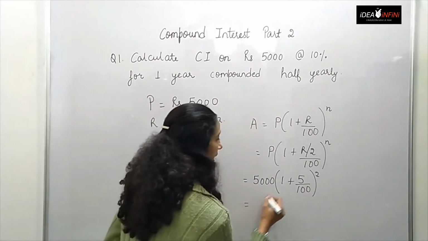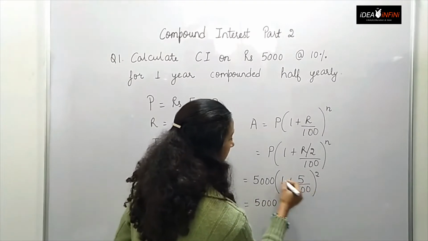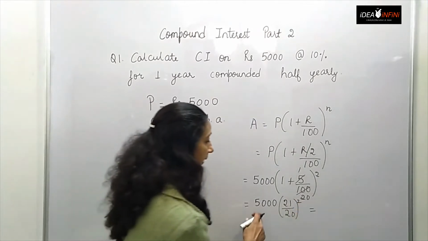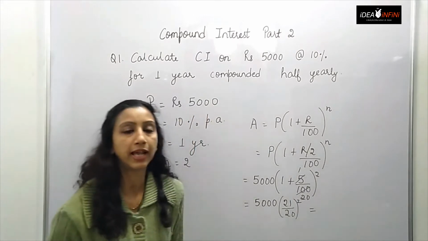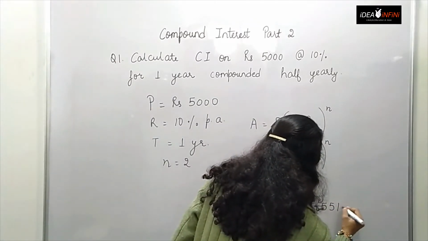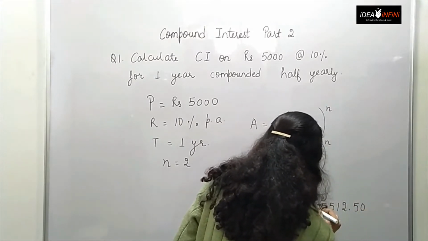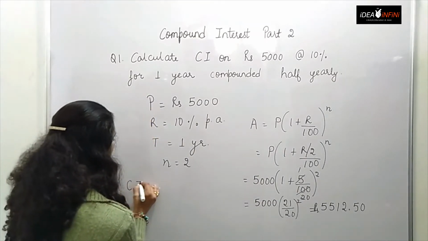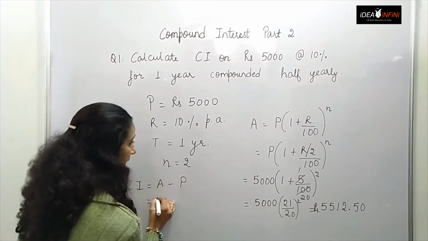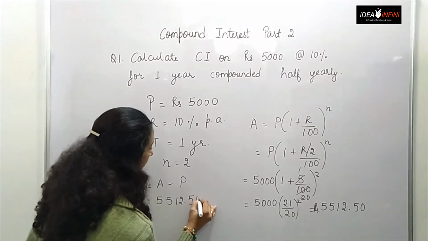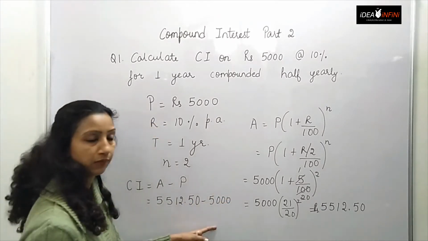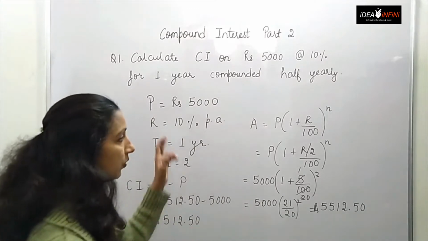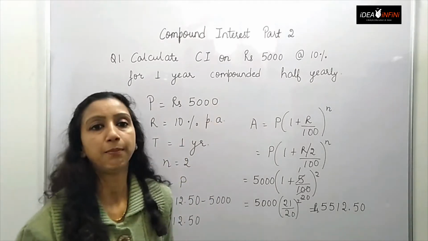So now on calculation, what I get here is 5000 into 21 by 20 whole square, and finally I calculate the value. The value that I get is 5512.50 rupees. So this is how I calculate the amount. Once I get the amount, it's easy to calculate CI because CI is amount minus principal. Amount is 5512.50 minus 5000 because 5000 was the principal. And here I get 512 rupees 50 paisa as the CI. So this is how I calculate CI when half yearly compounding has to be done.